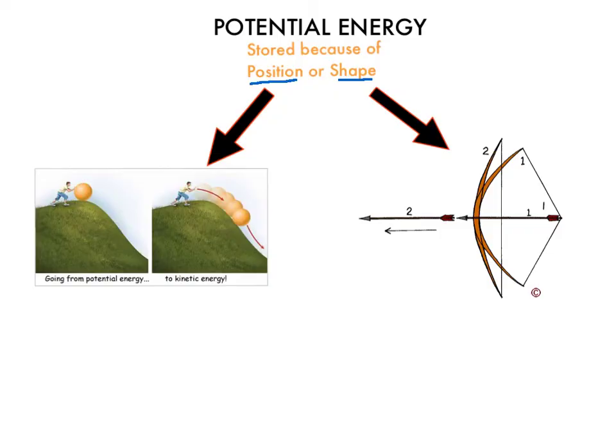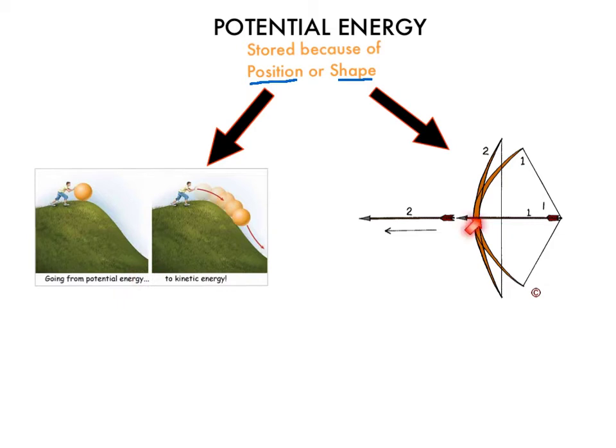Okay, potential energy can basically come in two different forms. It's basically stored energy, so if you're looking at your notes, potential energy is stored energy. And it can usually be stored because of one of two reasons: because of its position or its shape. So for example, if I take this ball and move it up a hill, it has potential in it to roll down. And so we would say it's stored energy because of its position above the bottom of the ground.